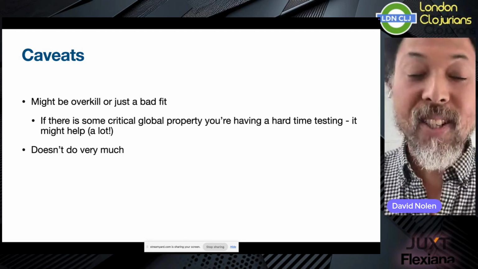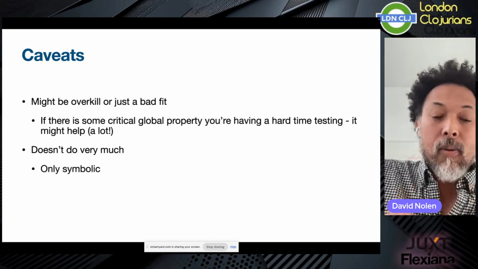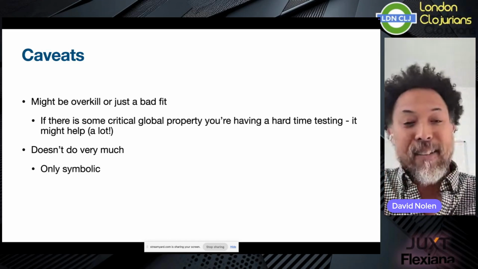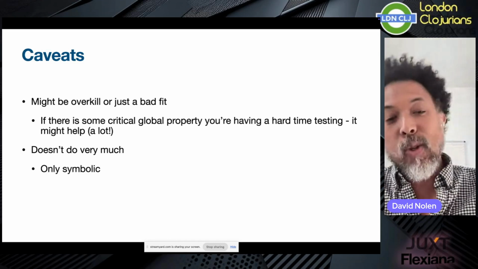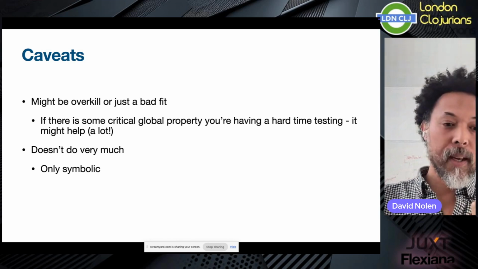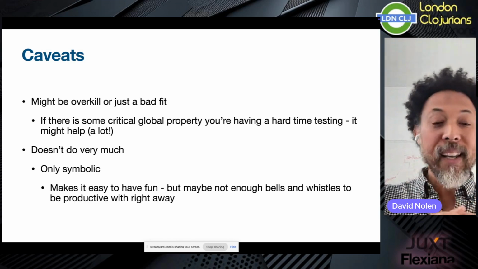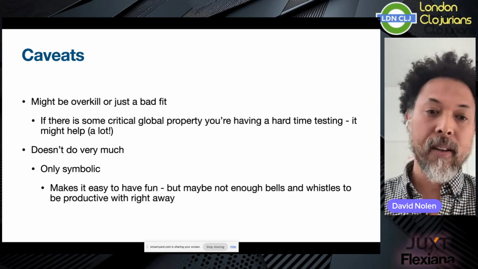Fugato, just to repeat, doesn't do very much. It's only symbolic. It just generates data. What you do with that data is completely up to you. But it makes it easy to have fun.